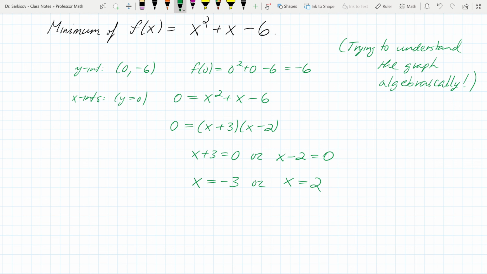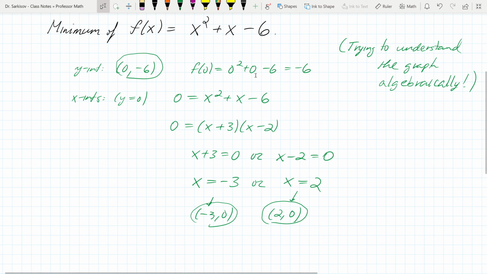So we have the x-intercepts, which are negative 3 comma 0 and 2 comma 0. So we have some points: 0, negative 6; negative 3, 0; and 2, 0. Those are nice points to have. And now the main thing is, what is that vertex?